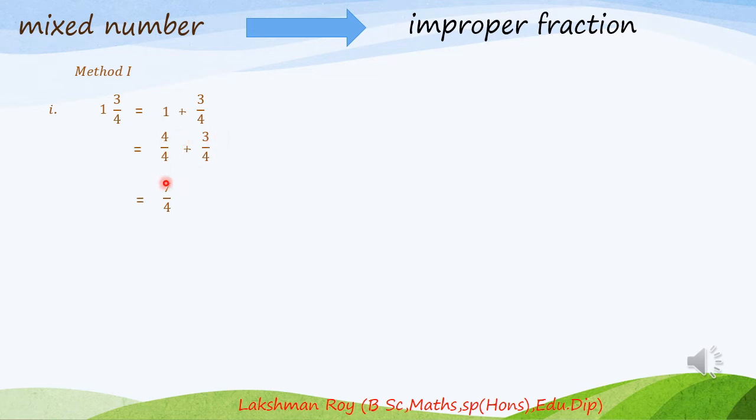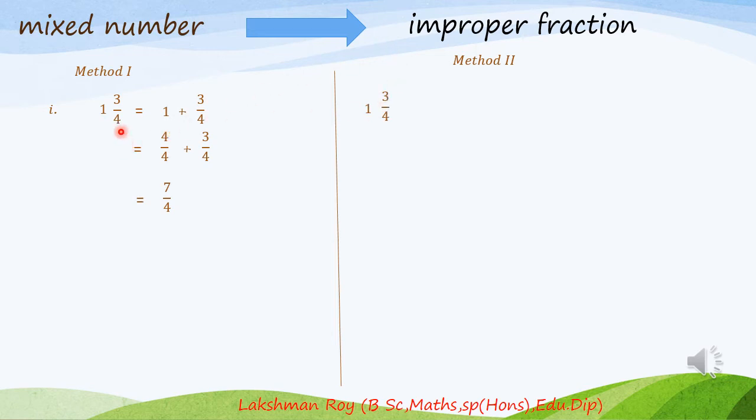Understand? So that is an improper fraction, right? This is one method, converting a mixed number into an improper fraction. But this method is too long, so I'll explain another method that may be easier for you.